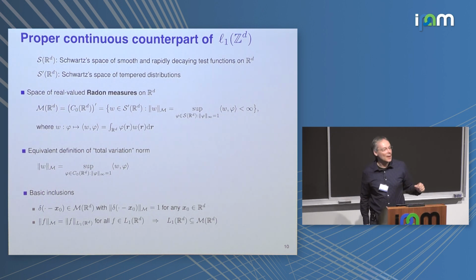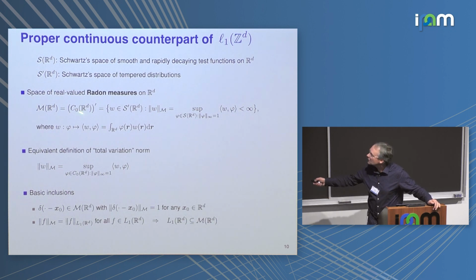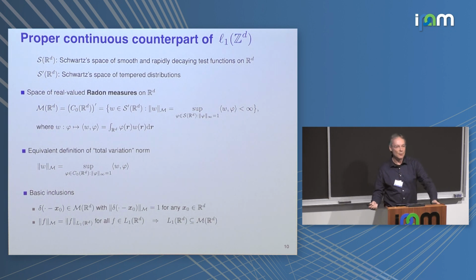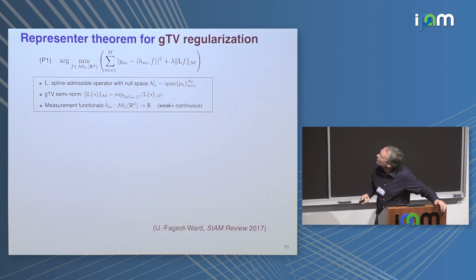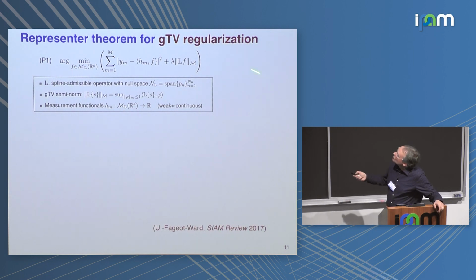But now, if you're in L1, actually this measure norm is the same as L1. Okay, so it's a little larger than L1. So for an L1 function, it's the L1 norm. And otherwise, it also includes Diracs and a few other things. Okay, so here's now our representer theorem for generalized total variation.